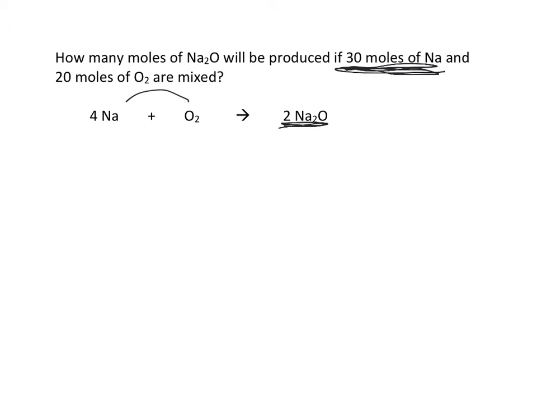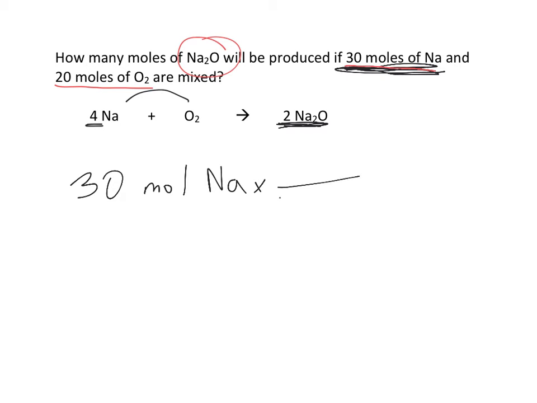In this case, I'm trying to figure out how much of this product I'm going to make, and I'm given 2 separate amounts of reactants. All you do is treat each one separately. So you start with the Na and say, okay, let's say I have 30 moles of Na. If, pretend, oxygen was no object, and I had as much of it as I wanted, how much Na2O could I make? We just look at the ratio. It's 4 to 2. So for every 4 moles of sodium, I can make 2 moles of Na2O. I just multiply that out, and I could make 15 moles.